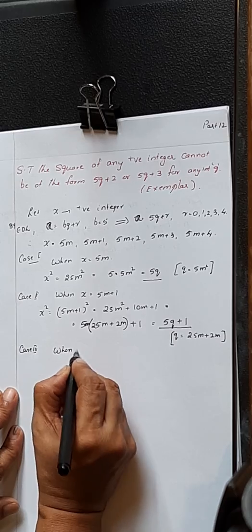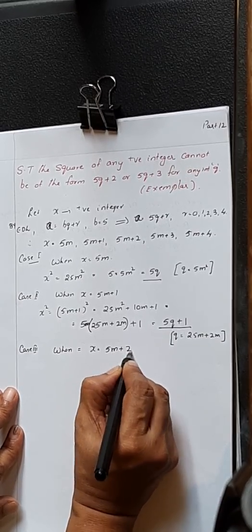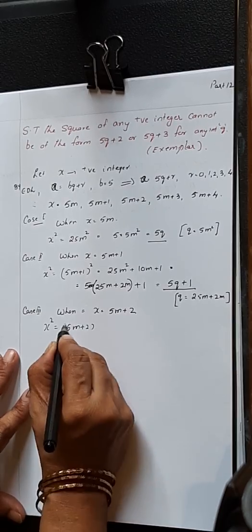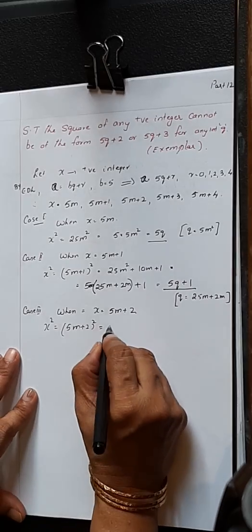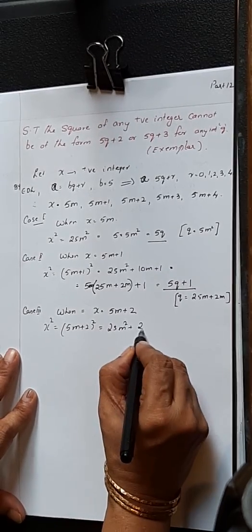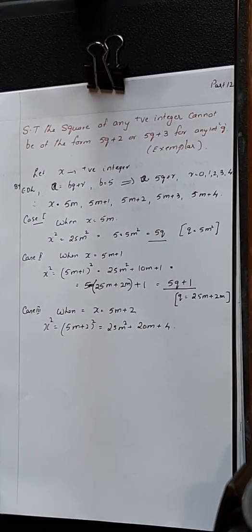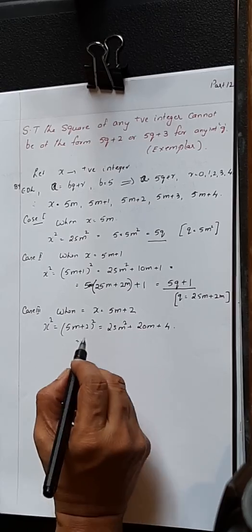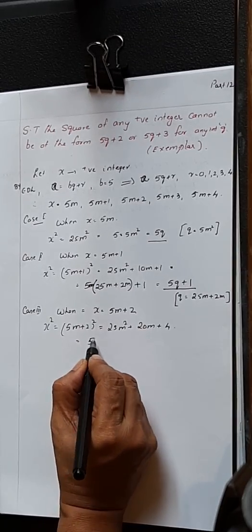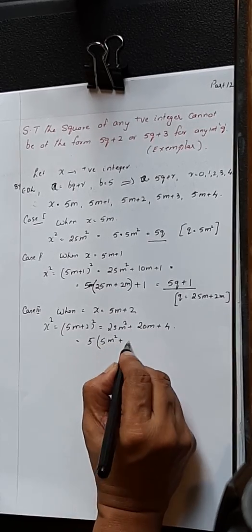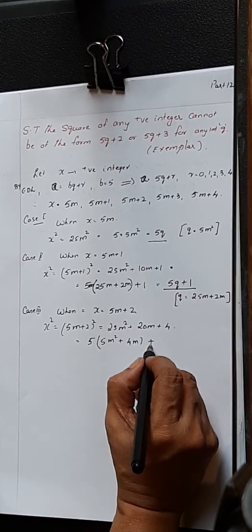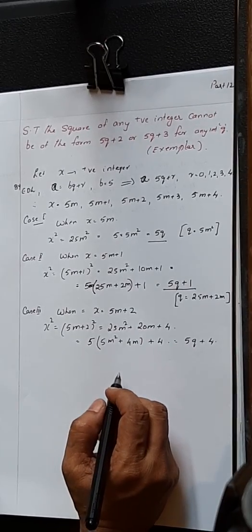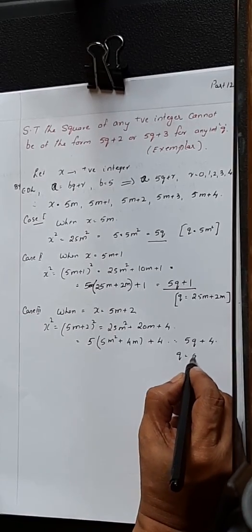Case 3, when x is equal to 5m plus 2. So x squared, the whole squared, is equal to 25m squared plus 20m plus 4. So we can write this as 5 into 5m squared plus 4m, plus 4. So we can write this as 5q plus 4, where q is equal to 5m squared plus 4m.